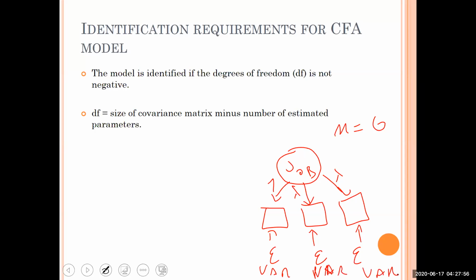And factor variance. That is 6 parameters to be estimated. Now, how do we calculate the degrees of freedom here? We have to count how many elements there are in the covariance matrix.